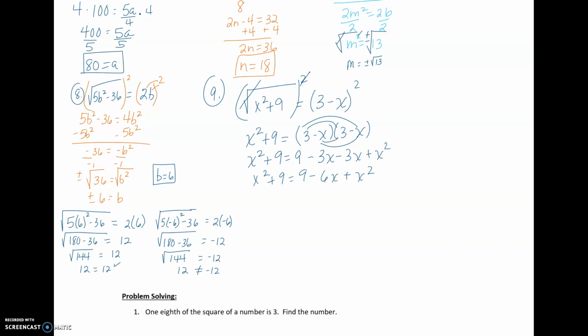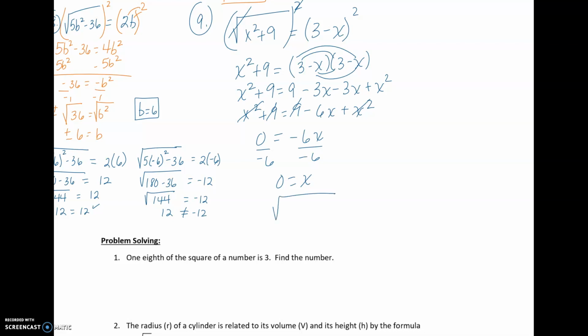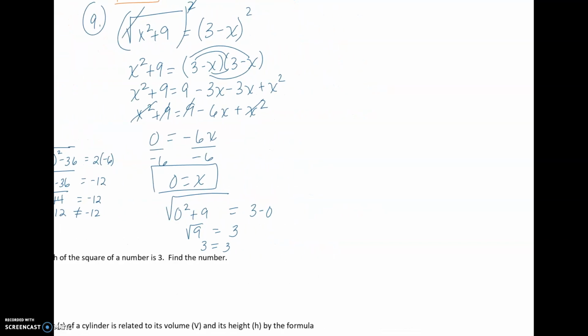What's going to happen here? My x squareds are going to disappear. My 9's going to disappear, so I have 0 equals negative 6x. I'm going to divide by negative 6, and I'm going to get 0 equals x. Let's go ahead and make sure that this works. So when I put in 0, I get the square root of 0 squared plus 9 equals 3 minus 0. 0 squared is 0 plus 9, that's the square root of 9, equals 3 minus 0, which is 3, and 3 equals 3. So that is a valid solution.